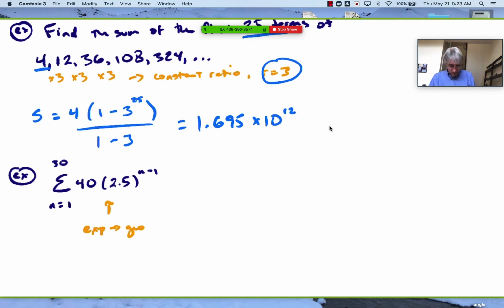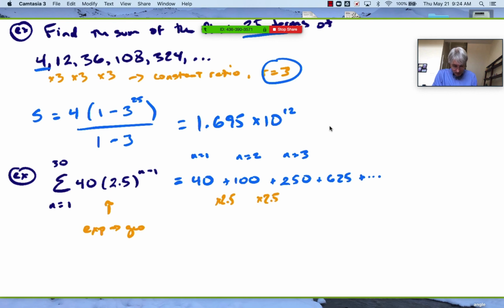But the other thing that you can do is expand the sigma notation by plugging in n equals 1: 2.5 to the 0 is 1, and so the first term would be 40. n equals 2: 2.5 to the 2 minus 1, so 40 times 2.5 is 100. Just plug in n equals 1, 2, 3, and so on to see what the numbers in the sum are going to be. And hopefully, recognizing the pattern, 40 to 100 is times 2.5, times 2.5, and so on. And so that 2.5 is going to be the ratio.